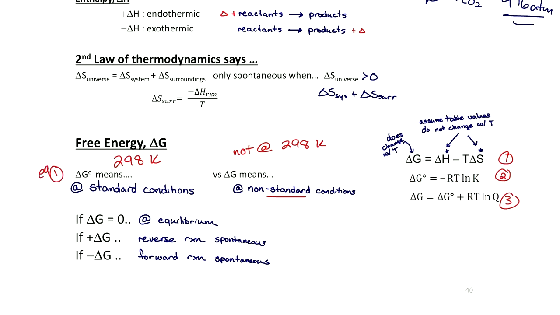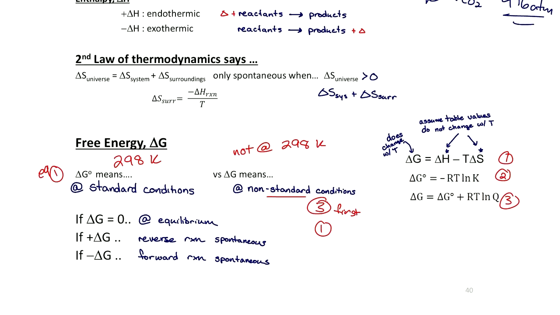But if we're not at standard conditions, we typically have to use equation 3 first to calculate delta G, and then we can use equation 1. As long as we know the delta H and delta S values, we can plug in the appropriate non-standard condition temperature to calculate the delta G at that instance.